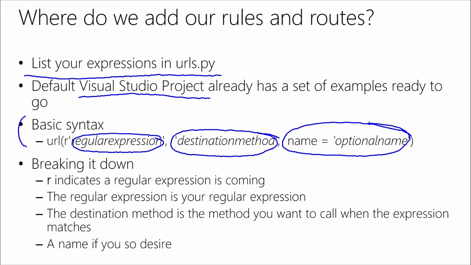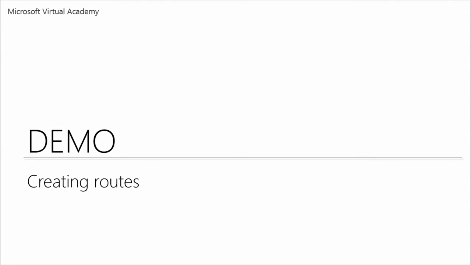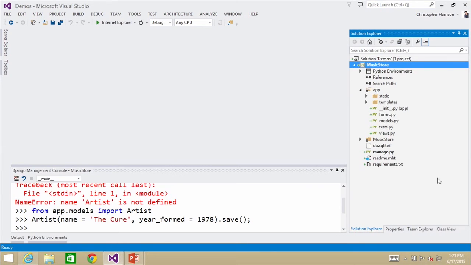Or to break this down a little bit further, that R, which has to be there, tells Python that a regular expression is coming. Then we have the regular expression that we want. And then the destination method is the one that we want it to match. And then, like we said, a name if we so desire, which can be very helpful for testing purposes later. Now, what happens if it has parameters? Well, we'll come back to that in just a moment, but we will be able to also add in parameters. This is just going to be a little bit of syntax for that. OK, but first, let's go ahead and take a look at a basic URL.